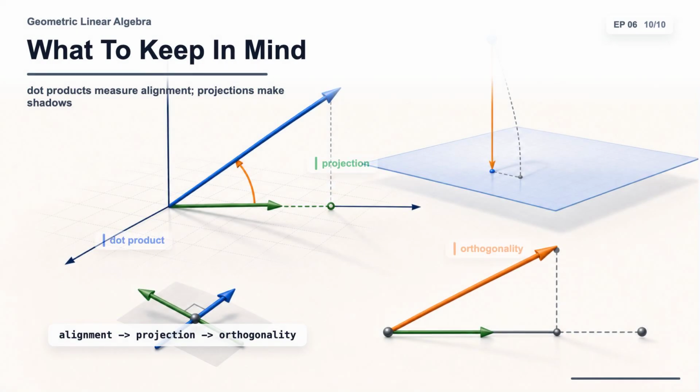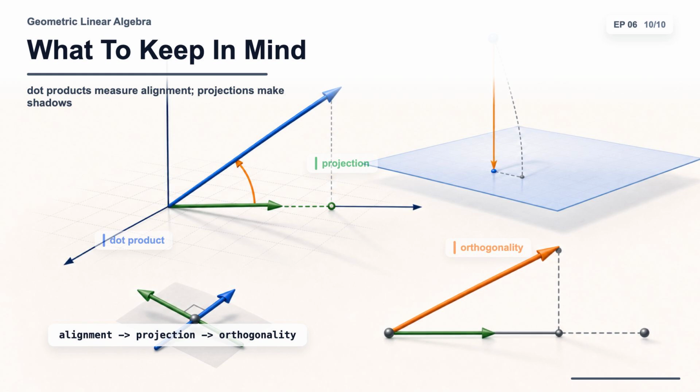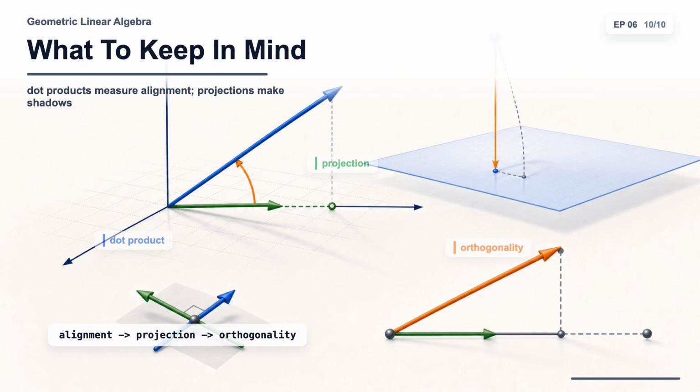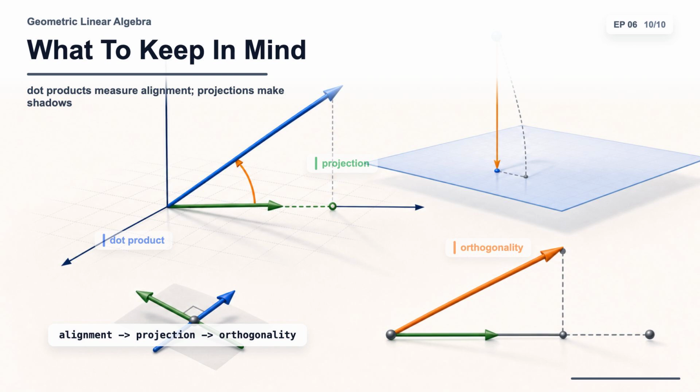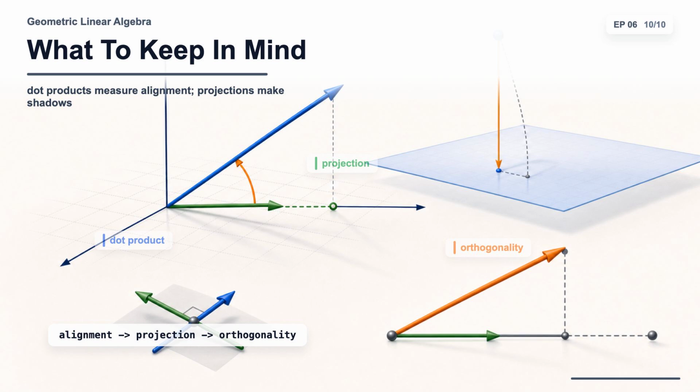Here is the core picture to keep. The dot product measures alignment between directions. A projection is the shadow of one vector onto another direction or subspace. Orthogonality means the dot product is zero, so one direction has no component along the other. The closest point in a subspace is found by making the leftover residual perpendicular to that subspace. These ideas turn geometry into computation. In the next episode, we will use orthonormal bases and QR decomposition to make projections stable and efficient.